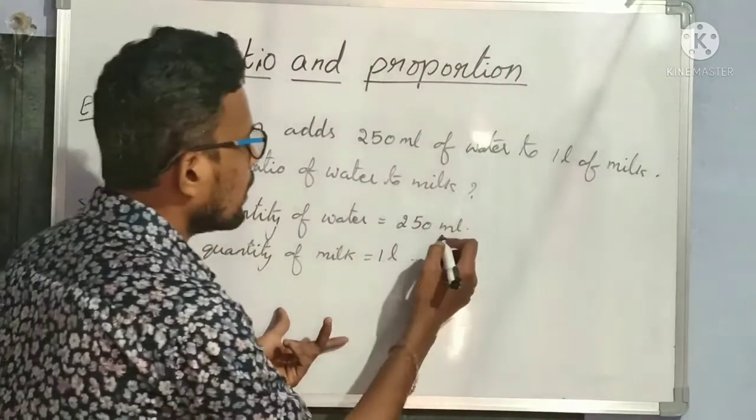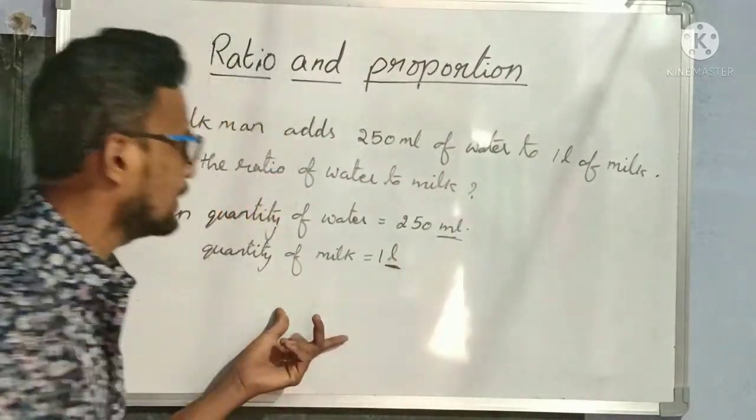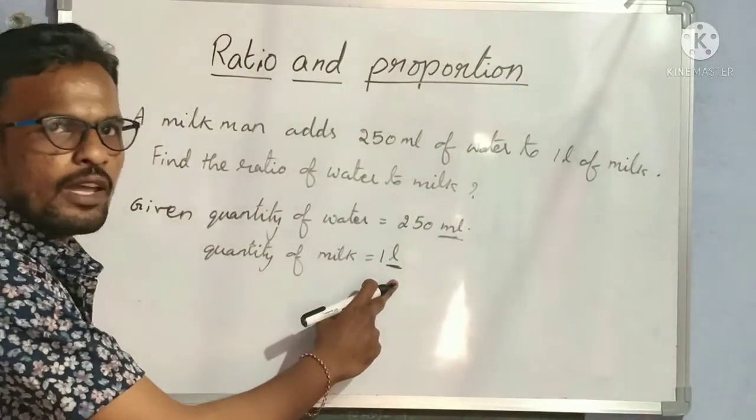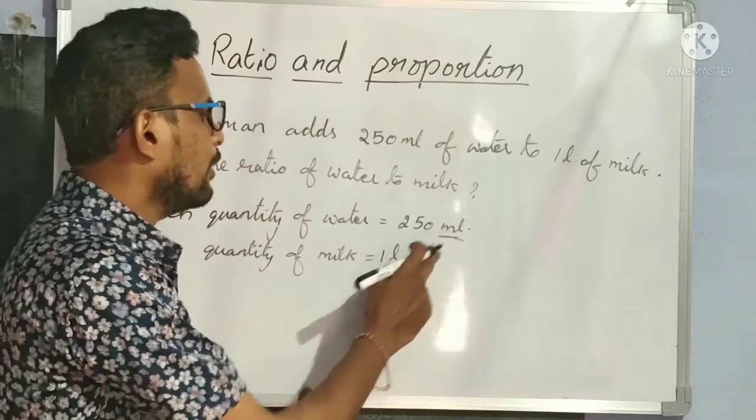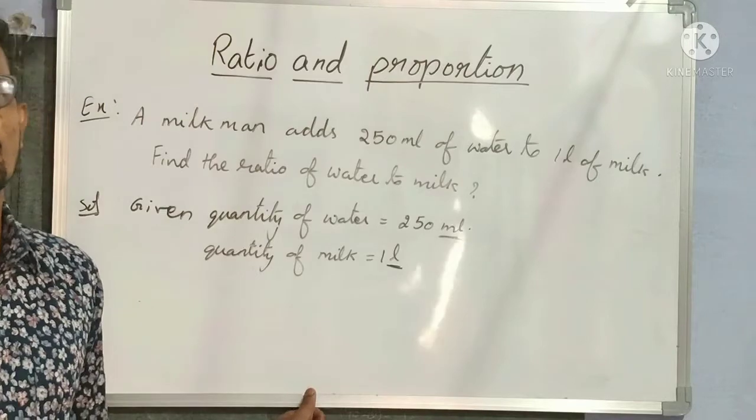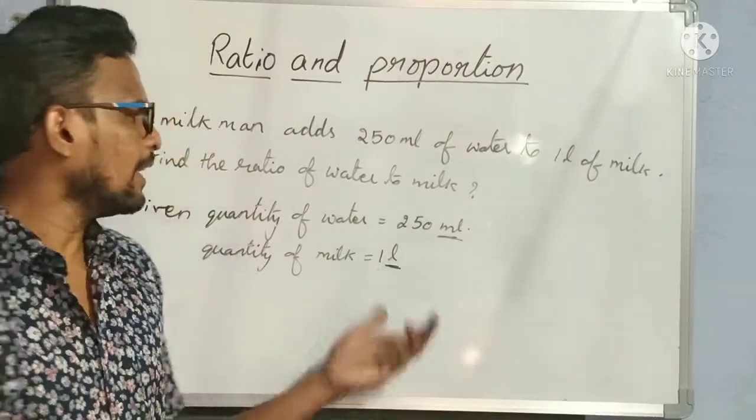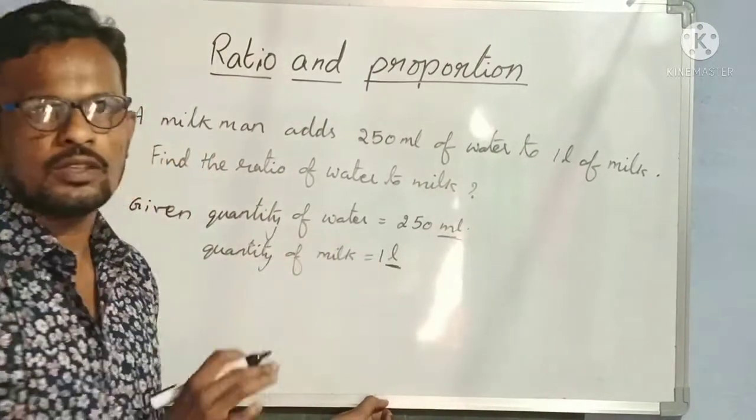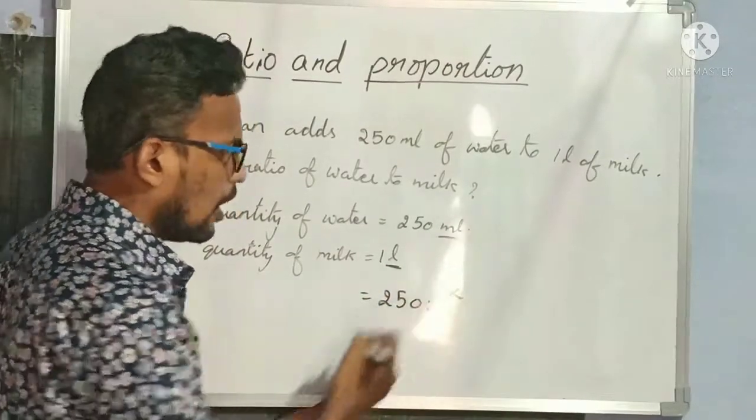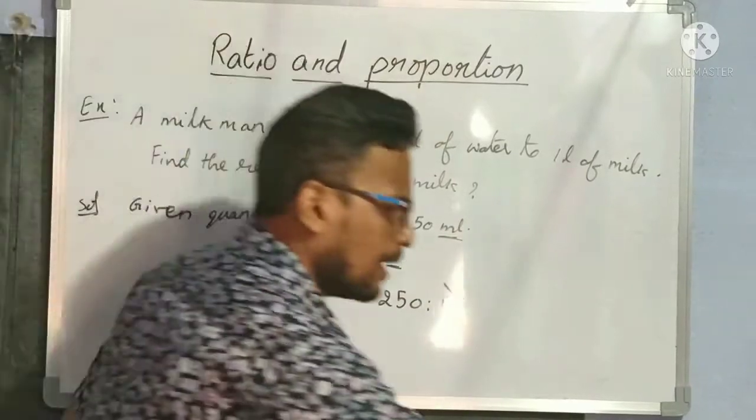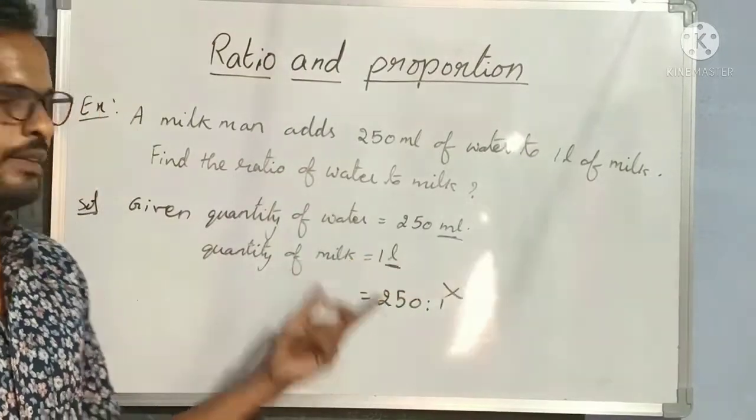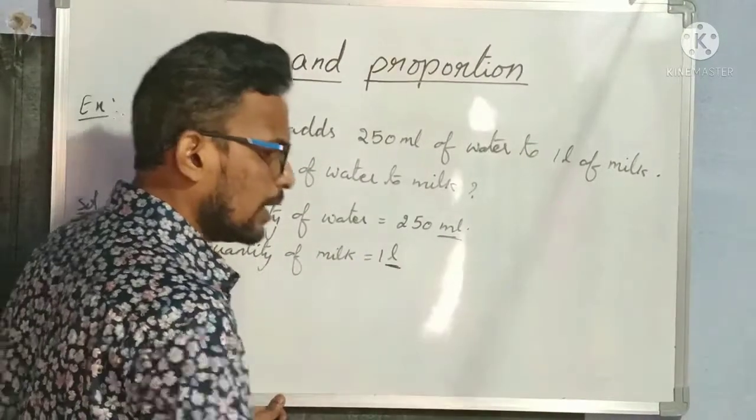Why? Because these two are not the quantities of the same units. See here, this is milliliters and this is liters. So whenever we see the quantities of different units, first we need to convert them into quantities of the same units. Understood? So directly we can't write here 250:1. That is wrong. So always ratio means comparison of quantities of the same units, then only it is possible to write the ratio.